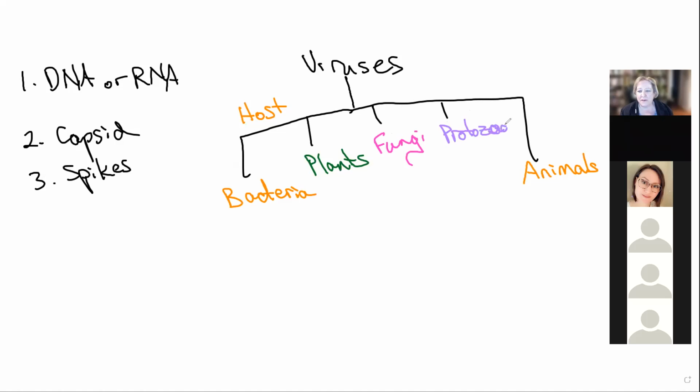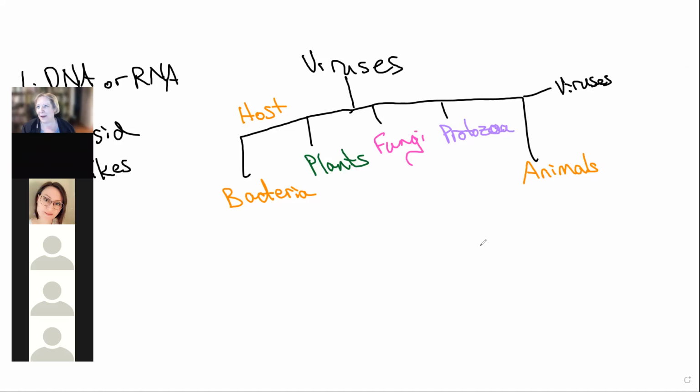And what we have recently found is that there are even viruses that infect other viruses, which is kind of funky. So in other words, viruses have evolved to infect every kind of cellular life and even parasitize their own kind. Like, what viruses attack other viruses? I know, isn't that creepy?